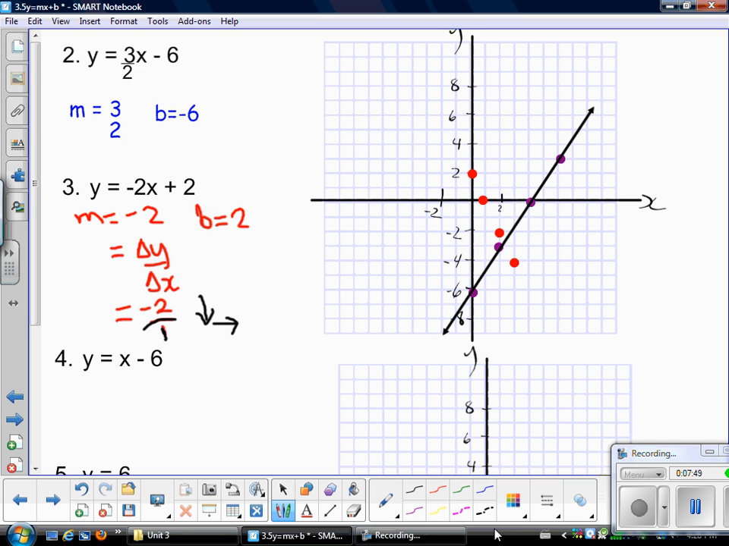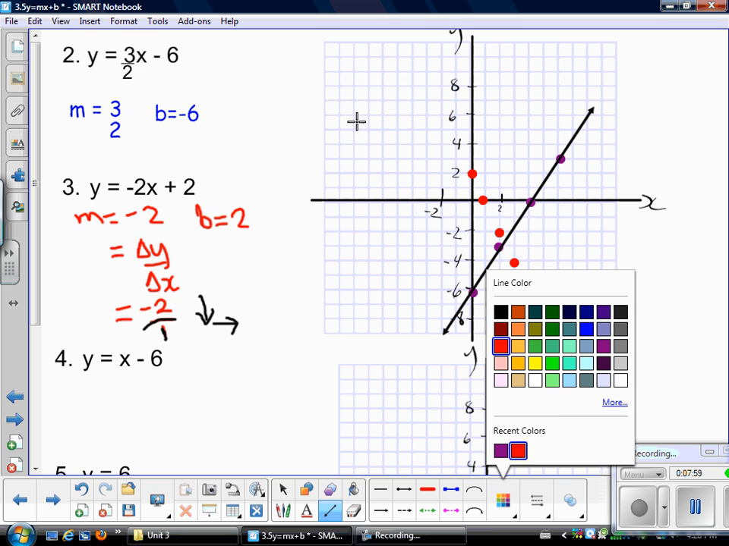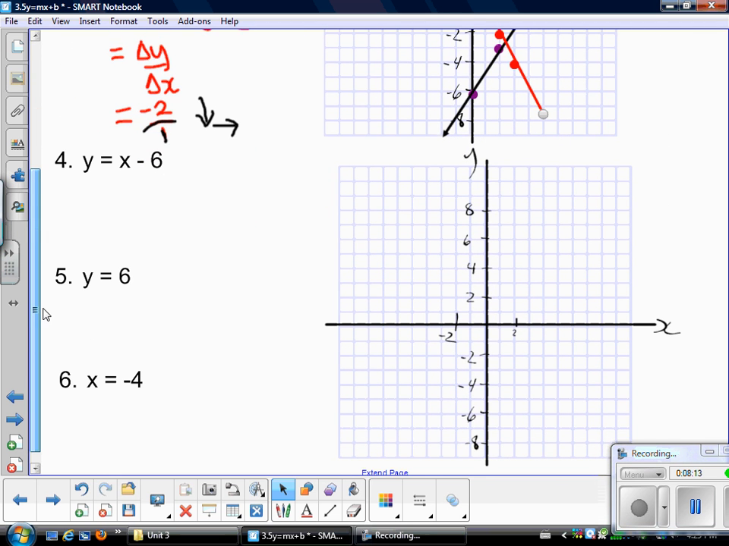Okay, so there's that point, and now it's just a matter of drawing our line through that point, and we still have our arrows, and we will make it red to match the points, and we have a lovely line that's created fairly quickly and fairly easily. Okay, so on to the next 2 examples, actually 3 examples.